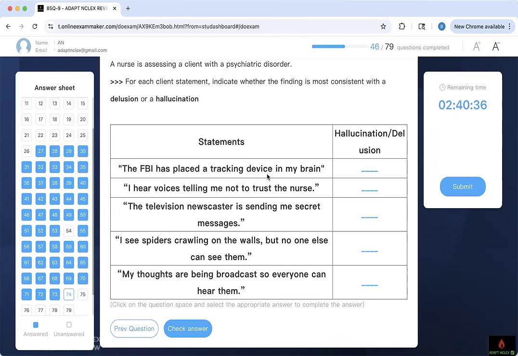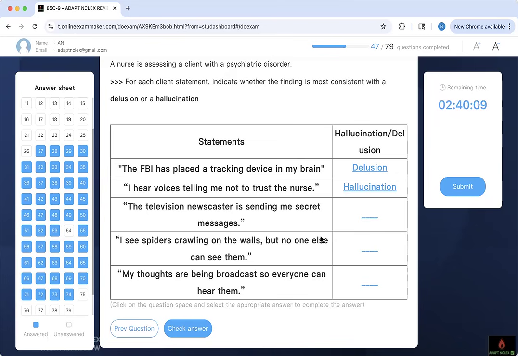FBI has placed a tracking device in my brain. It's not perception. It's a belief I know for sure. Therefore, this is what? Delusion. I hear voices telling me not to trust the nurse. I hear it, it's a perception, right? It's not the fixed belief. I hear it, right? Auditory hallucination.